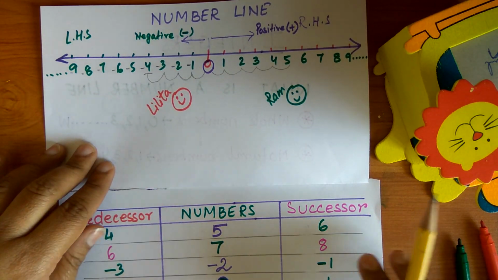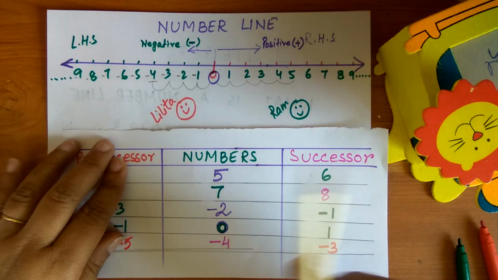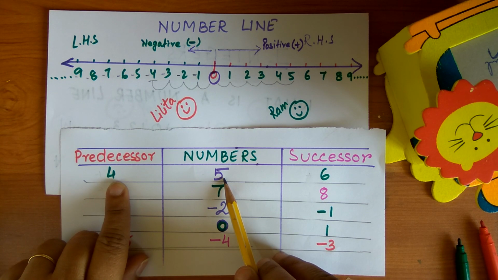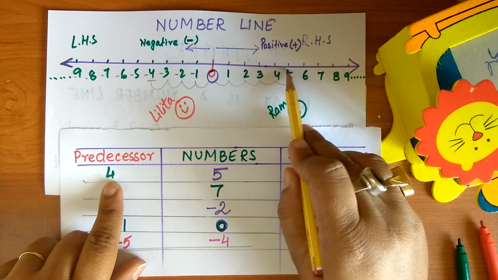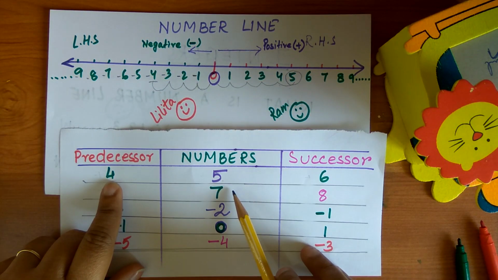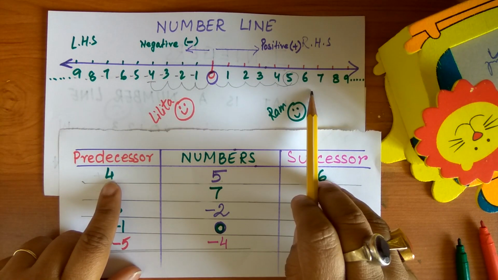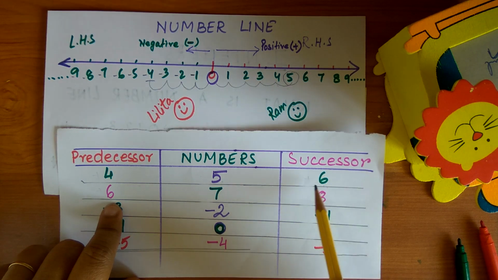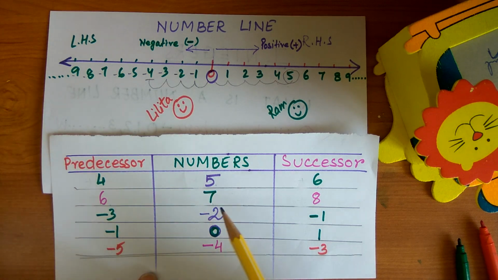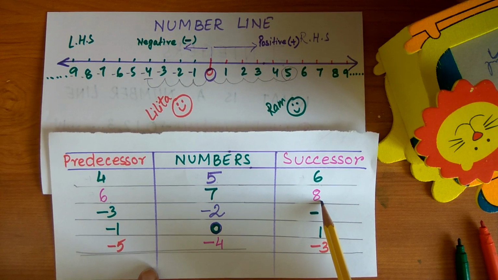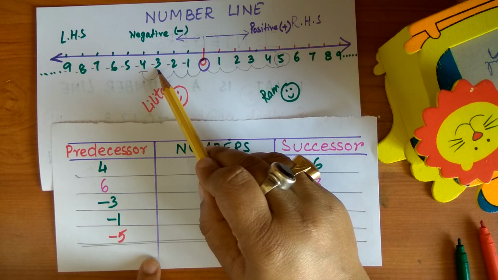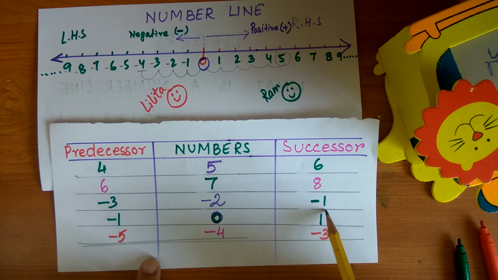So this is our number line, and we have a question, say 5. Number 5 will have a predecessor, that is the number before. So this is number 5, and before 5 comes 4. Successor, after 5 comes 6. So in this case, both are positive integers. Another example is 7. Before 7 comes 6, and after 7 comes 8. Then we come to minus 2. So before minus 2, the predecessor is minus 3 and the successor will be minus 1.